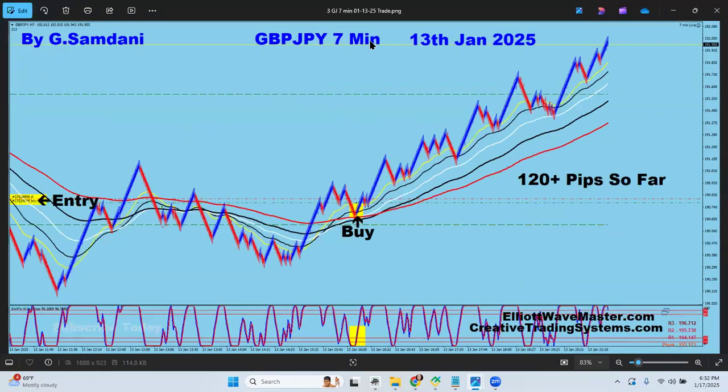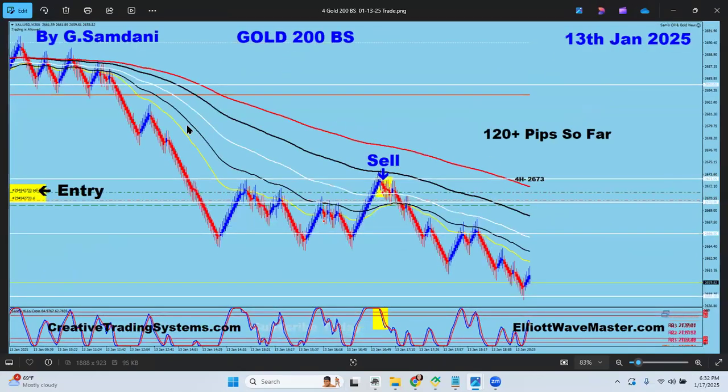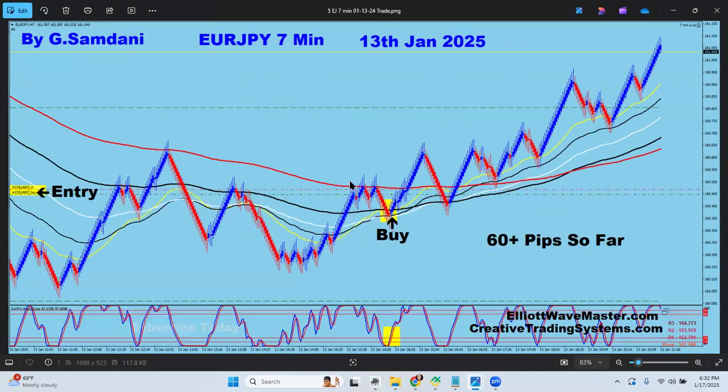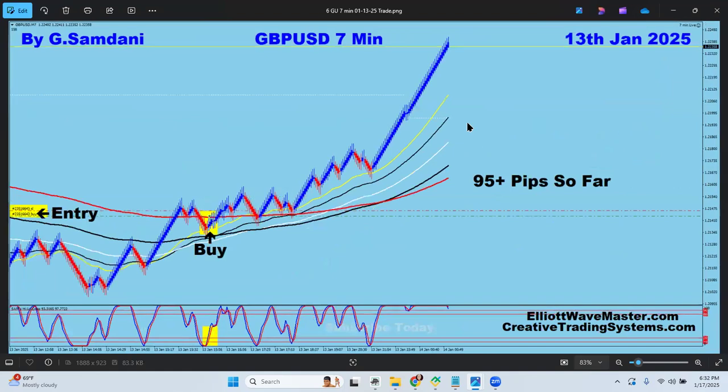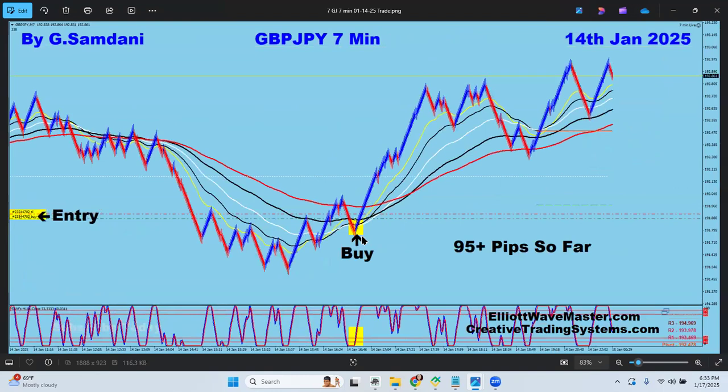This one, pound yen from the 7-minute chart going to the upside, and a beautiful entry here. And then it went all the way to 120 pip. Gold again, after dropping here, wobbling, and then a small trade of 120. On the 13th, euro yen also was going up, and I took the trade and it went up to 60 pip. Not much, but yeah, something. Then pound USD long from the 7-minute chart for 95 pip. A lot of trades this week from the 7-minute chart. The 20-minute just didn't give me many setups at all. So pound yen again, this is from the 7-minute again, long from here, and 95 pip.